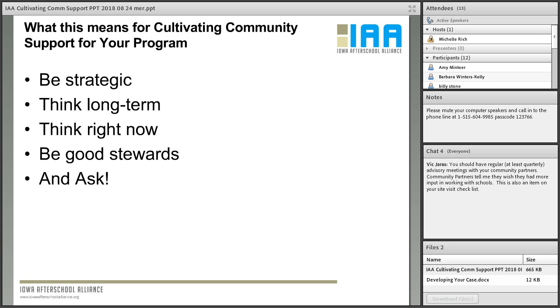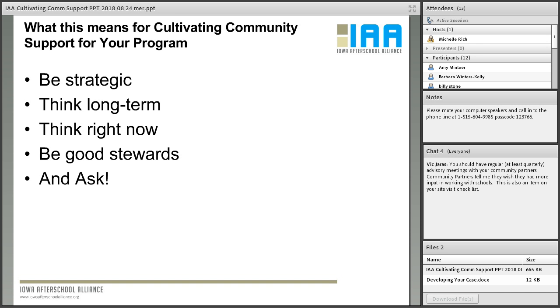First is be strategic, so be planful about how you're approaching donors and what you're asking for. Think long term, so think for sustainability of your program, but also think right now. And you are probably used to this, where we usually are caught in the right now versus thinking long term. I think for fundraising, sometimes you can get caught up in one or the other. But for you all, it's really important to think long term and what are your needs right now, and prioritize that way. Be good stewards, so ensure that your donors understand their impact as well as the community at large. And then finally, just ask.